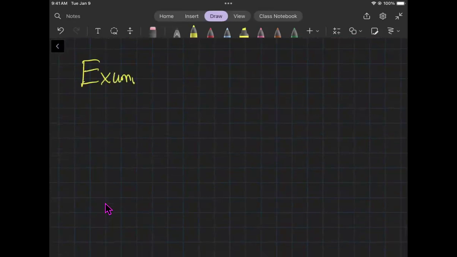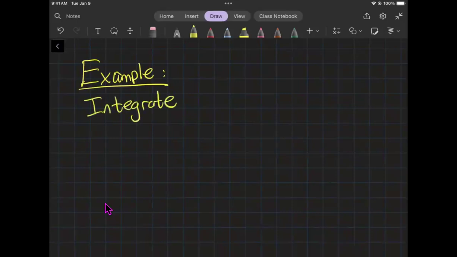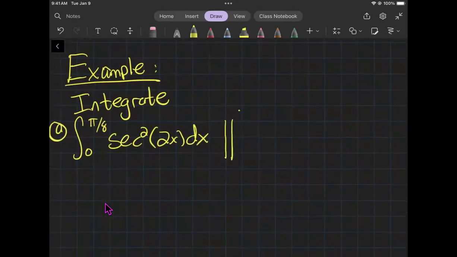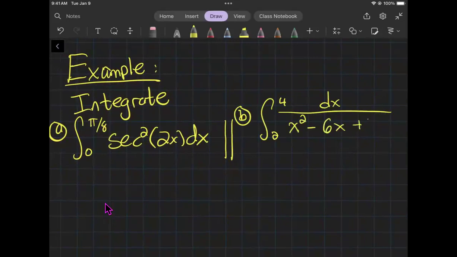You should be familiar with integrating these functions. So integrate this function. And this one. So I'll call this integration review. So at this point, you should be able to work out these integrals. Okay, so pause the video and I want you to work on solving these integrals on your own.